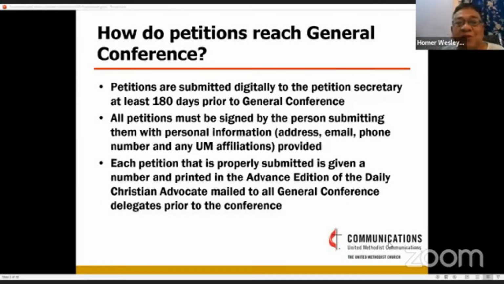Okay, how do petitions reach General Conference? Ito, petitions are submitted to the Secretary of the General Conference 180 days prior, or 6 months prior, to General Conference. And all petitions must be signed by the person submitting them with personal information provided. Each petition that is properly submitted is given a number and printed in the advance edition or the daily Christian Advocate mailed to all General Conference delegates prior to the conference.